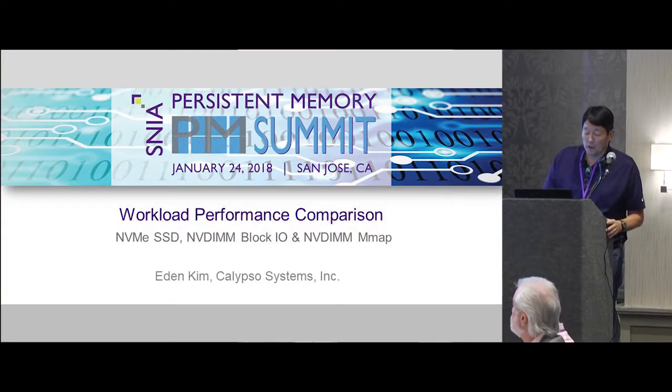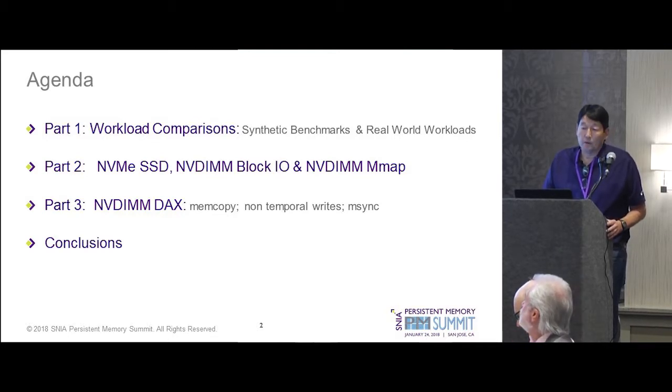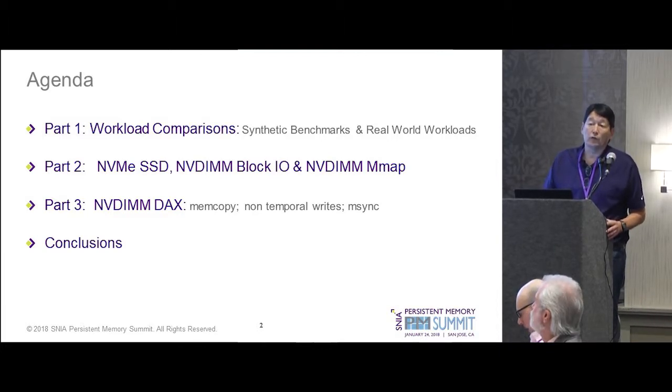I'm going to talk about workload performance comparisons, and we're going to look at it in 3 parts. First, we're going to talk about 3 different kinds of workloads. Then in the second part, we'll compare performance on an NVMe SSD and a Linux NVDIMM block I/O device, and then an NVDIMM running DAX. And in the third part, we're going to limit the scope to just the NVDIMM memmap and fool around with some flush settings to see the impact on performance and the trade-offs with persistence.